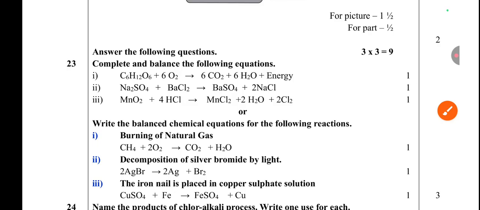Then answer the following questions. These are 3-mark questions. Total 3 questions are there. 3 3s are 9 marks.